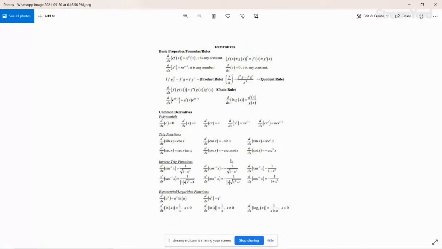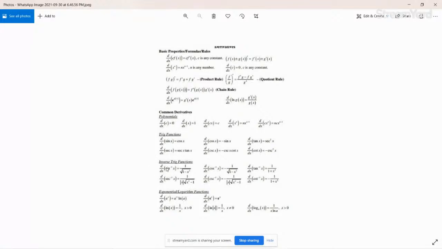When we differentiate CSC x, it is actually written in short form. It is cosec x. So when we differentiate cosec x, we get minus of cosec x cot x, and when we differentiate cot x, we get minus of cosec square x.